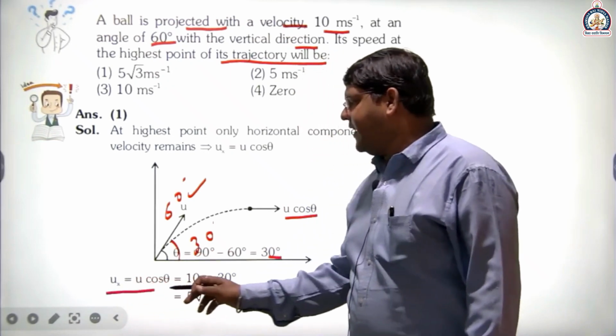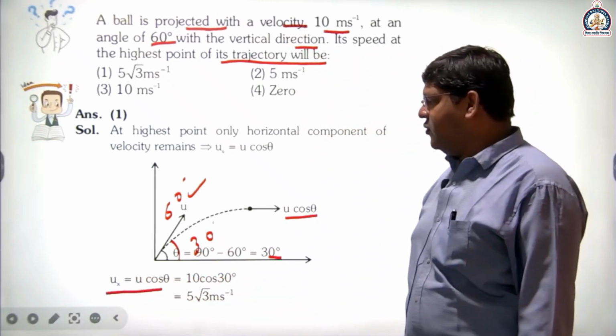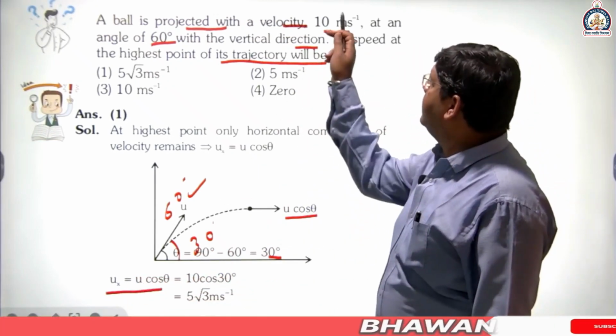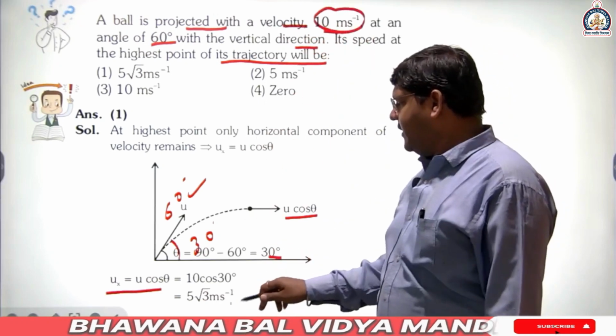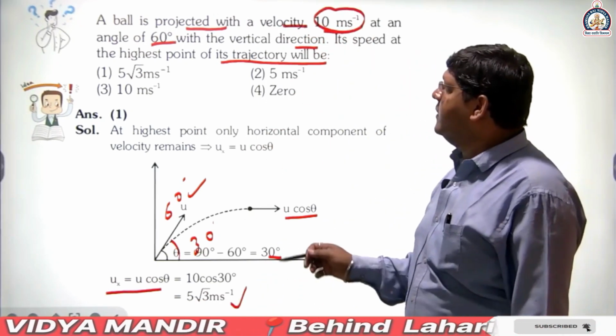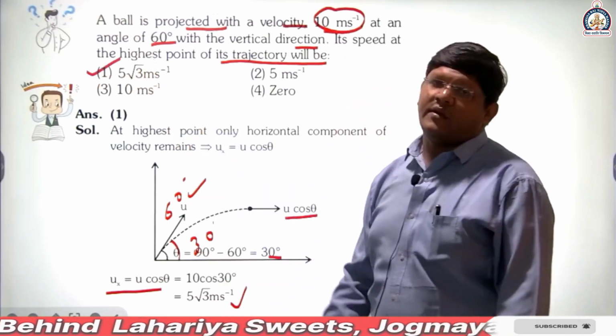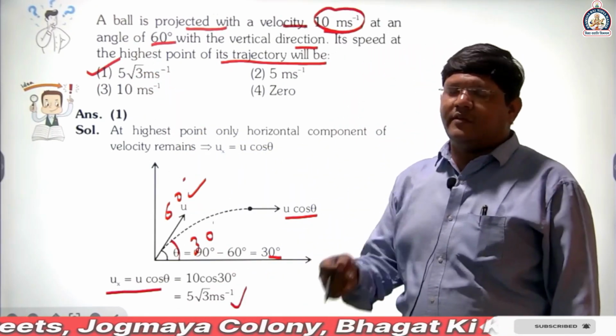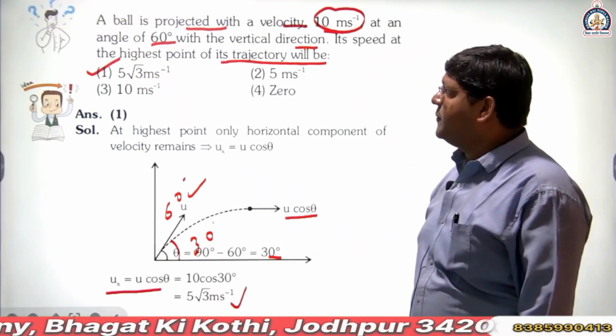So the velocity has only an x component, so ux is equal to u cos theta. The value of u is equal to 10 and cos of 30 degree, so we get 5 root 3 meter per second. That is our option number first. This is simply the application of the basic concept of projectile motion.